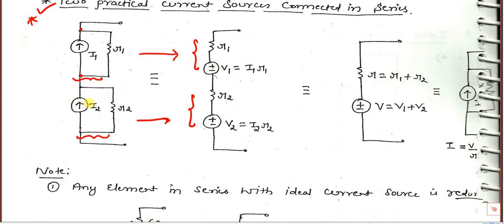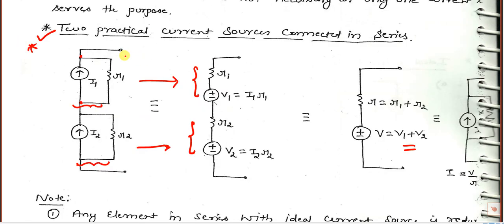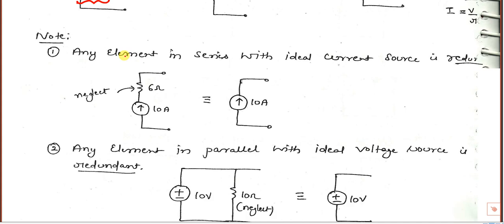Similarly, for this one, the arrow mark sets plus. Now both voltage values V1 and V2 are plus to minus. So the net voltage is V1 plus V2. And resistors R1 and R2 are also in series in this path. So the net resistance is equal to R1 plus R2. So this is how to add two practical current sources which are connected in series.